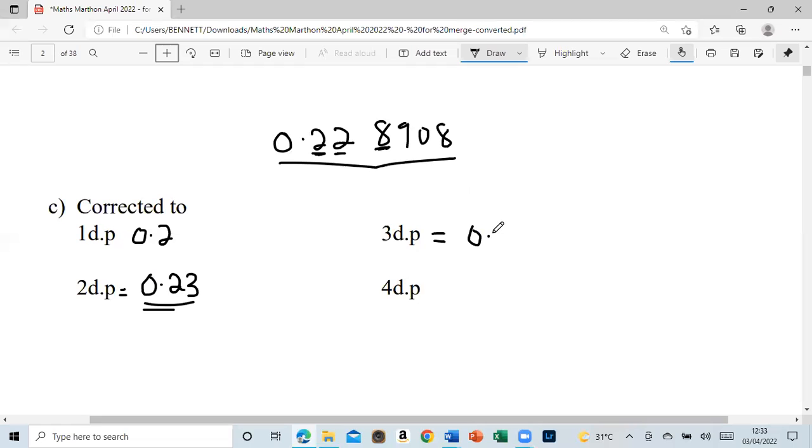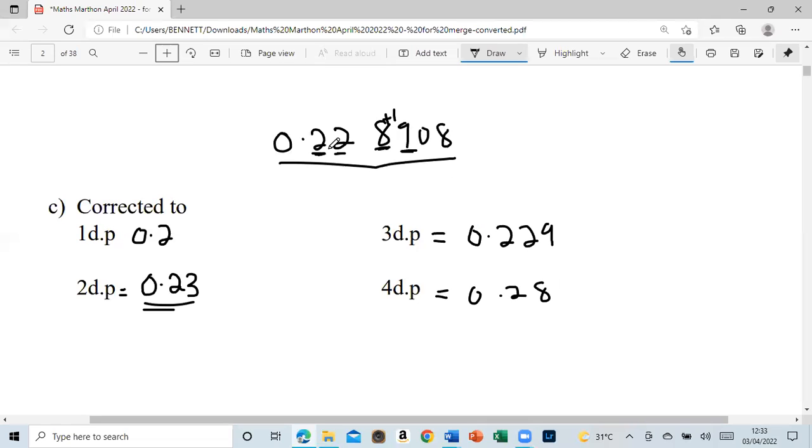It means 3 numbers must come after the decimal point, right? So we go to the 4th number after the decimal point, 1, 2, 3, 4, and we check this. If it's 5 and over, we add 1. So it will be 0.2, 1 plus 8, that's 9. All right, and this should be easy for 4 decimal places. 0.2289.